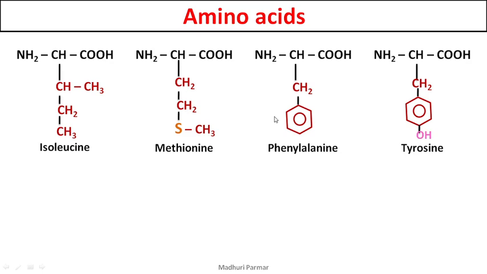So remember this. This is an aromatic amino acid, phenylalanine. Tyrosine is also an aromatic amino acid, but it is also the first amino acid we have seen which has a hydroxyl group in the R group. So it has this hydroxyl group, OH group, alcohol group.